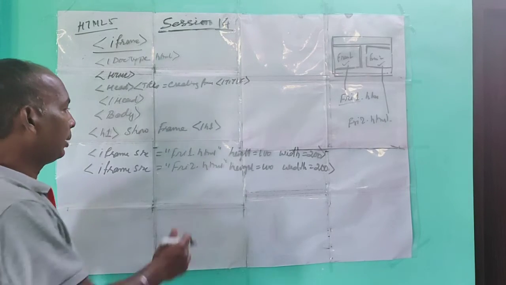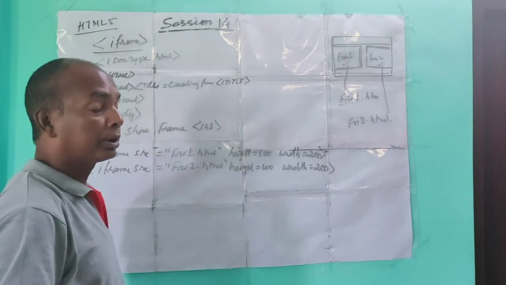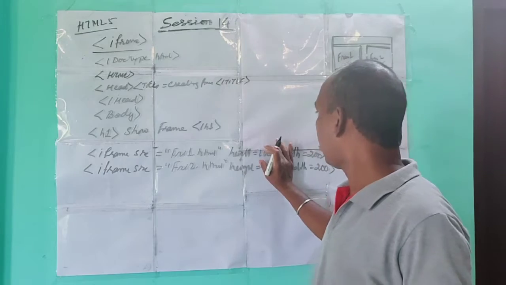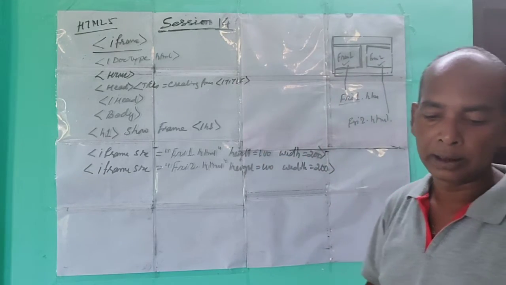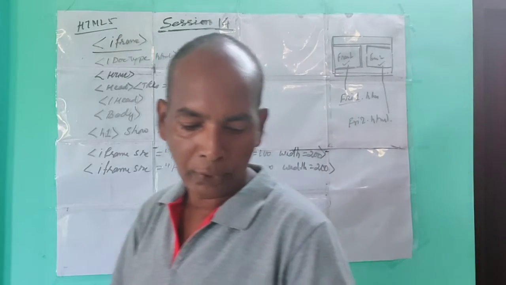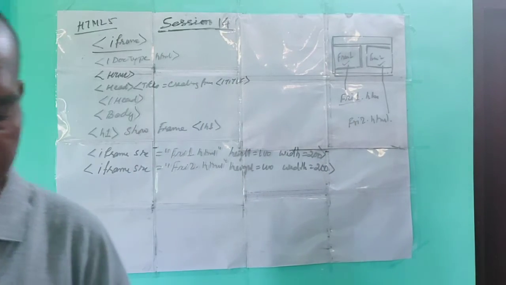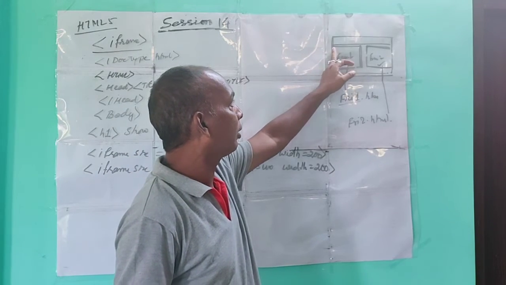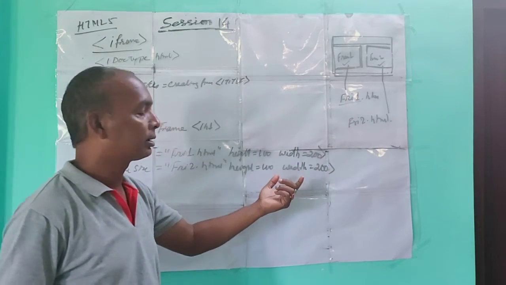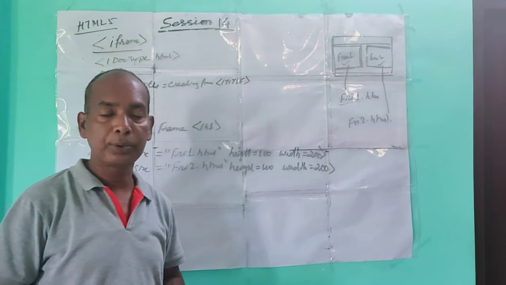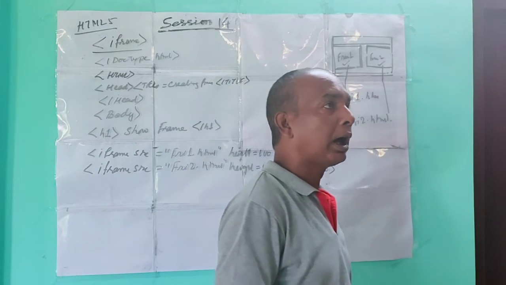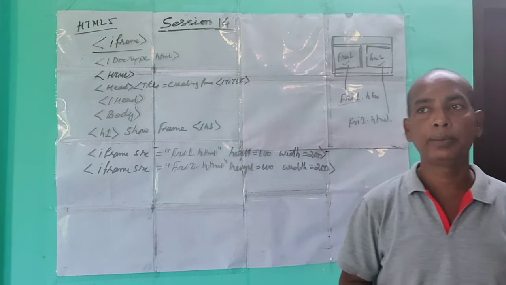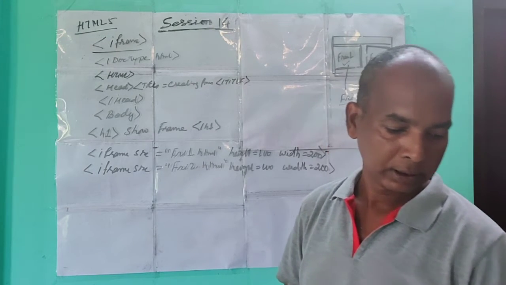So what is the default? Here I am giving a height of 100 and width of 200. What is the default size of height and width? If you are not giving the attributes height and width, then what size will the frame appear? The default height is 150 pixels and the width is 300 pixels. Just keep in mind the default height of the frame is 150 pixels and the default width is 300 pixels. Clear?